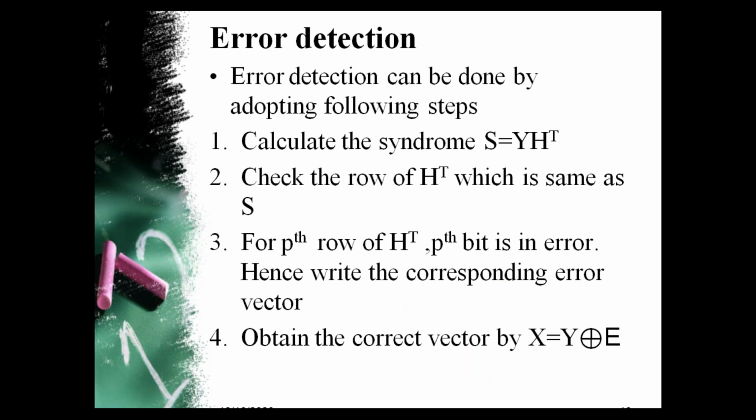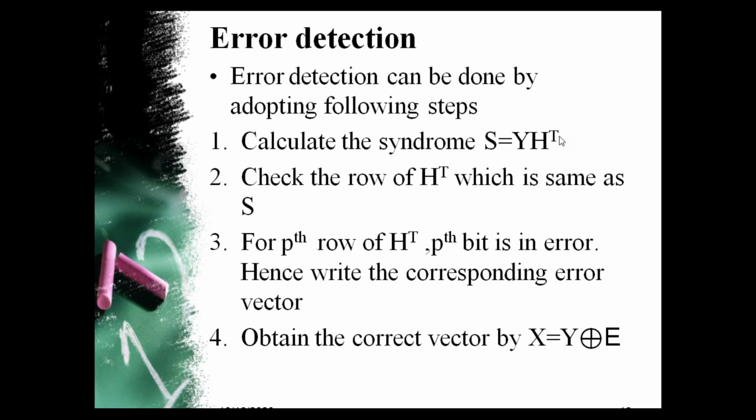Therefore, we can make use of this method for error detection. Initially, calculate the syndrome using the relation S equal to Y into H transpose. The received word is given. We have the generator matrix or the P matrix or the H matrix, anything will be given, and the received word is given. We are able to write the corresponding H transpose matrix and find the product Y into H transpose.